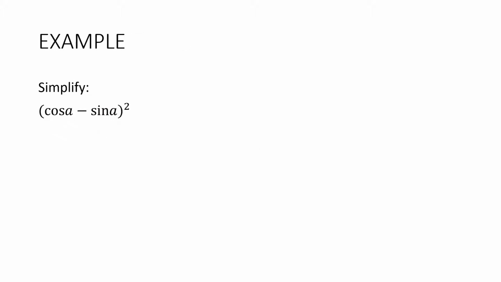Simplify cos A minus sine A all squared. Now you can split this into two brackets and then do FOIL on it, but by this stage in year 12 you probably should be working a little bit more efficiently. So the shortcut is this one squared minus 2 times this plus this one squared. So writing that out, that's how it looks.